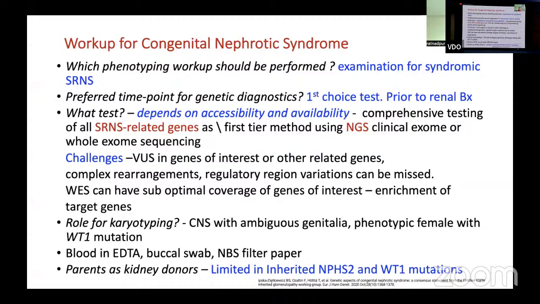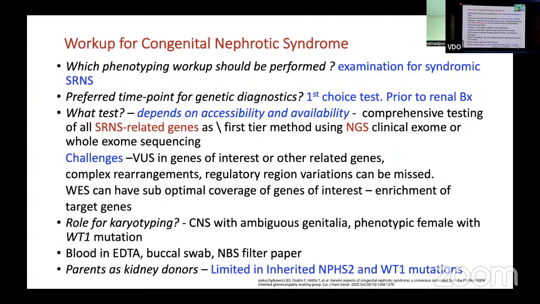So there has to be enrichment of the target genes, because remember, you are doing a large number of genes. So when you're doing anything very rapid and very high throughput, there is a chance of missing some things. So it's very, very important to liaise with the lab to make sure that all your genes of interest are well covered, and not just as a percentage that comes on the report, but as the exons that are seen in the data. Then we talk about karyotyping. The only role of karyotyping in nephrotic syndrome is where there is ambiguous genitalia, or you've got a variation in the WT1 gene.